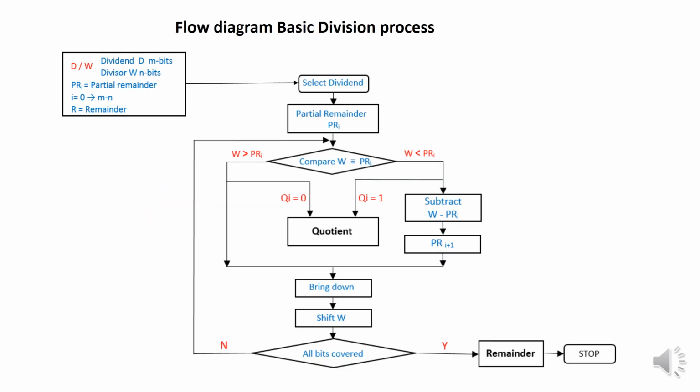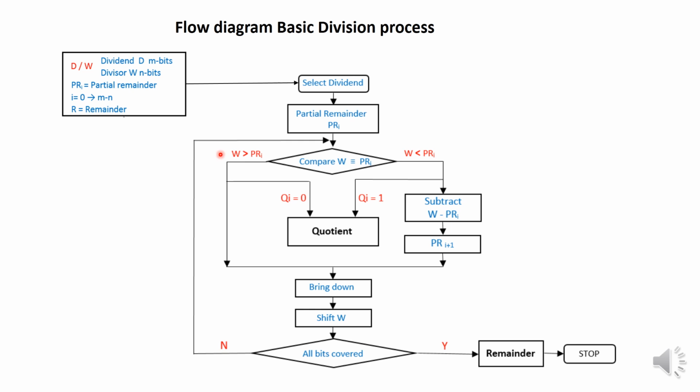This is the flow diagram of the basic division process. Let's explain it. This is the dividend. This is the divisor, and these are the partial remainders. Here we compare the divisor with the partial remainder. If the divisor is less than the partial remainder, it goes. We can subtract, and we get the next partial remainder.